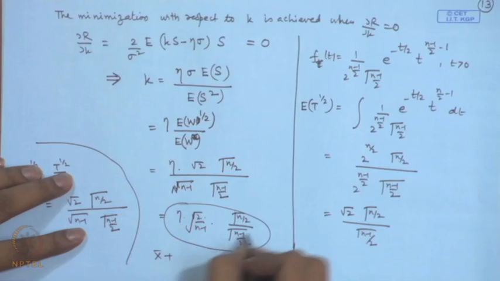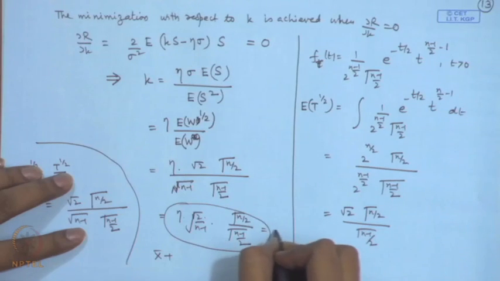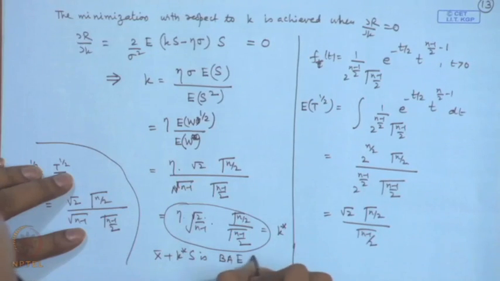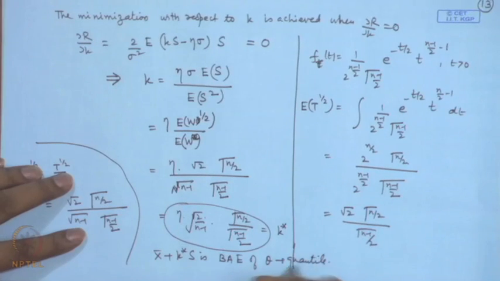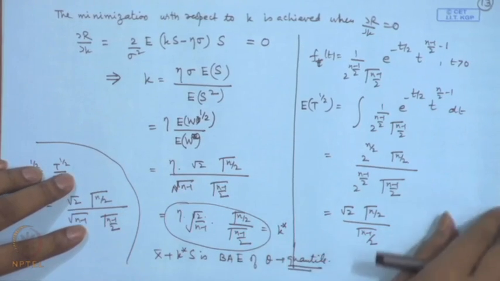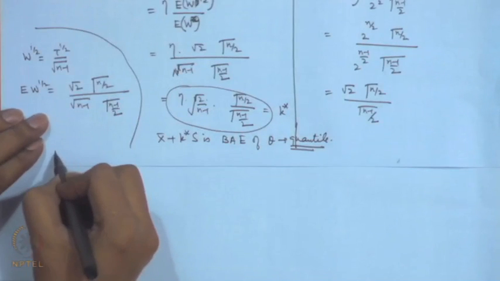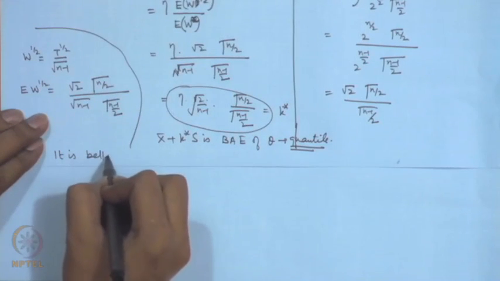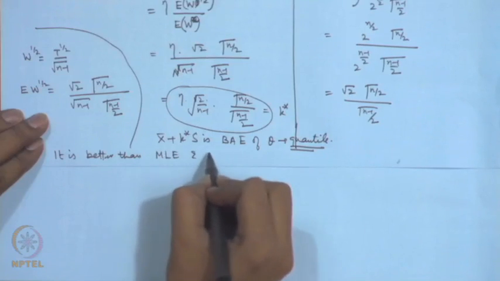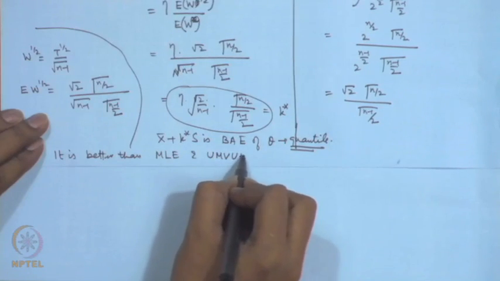And we are getting x bar plus k star s, let me call this choice k star, as the best affine equivalent estimator of theta, that is the quantile. Once again you can see this is different from the maximum likelihood estimator. So, it is better than MLE and UMVUE of theta.